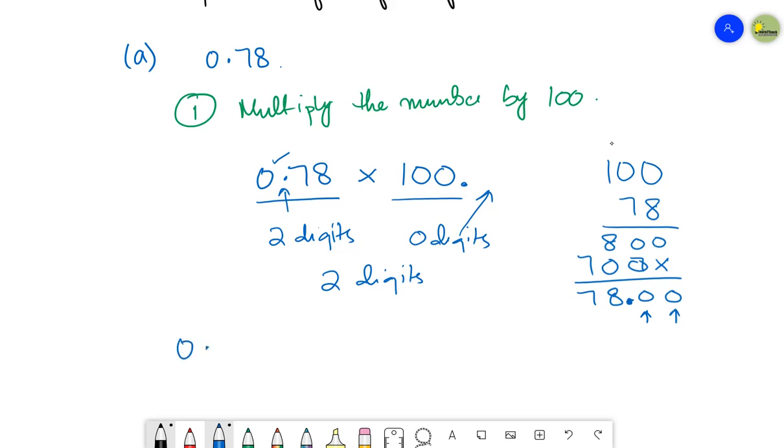So it was 0.78. In order to convert it into a percentage, it becomes 78.00%. And we all know that there is no significance of 0 after the decimal point. So I can simply write it as 78%. I can just remove these zeros, because zeros after the decimal have no significance. 78% is going to be your answer.